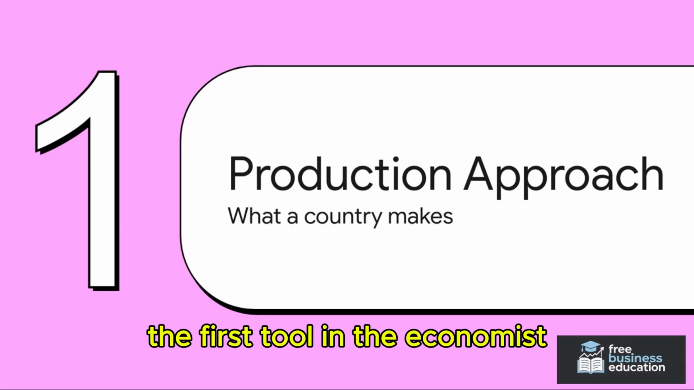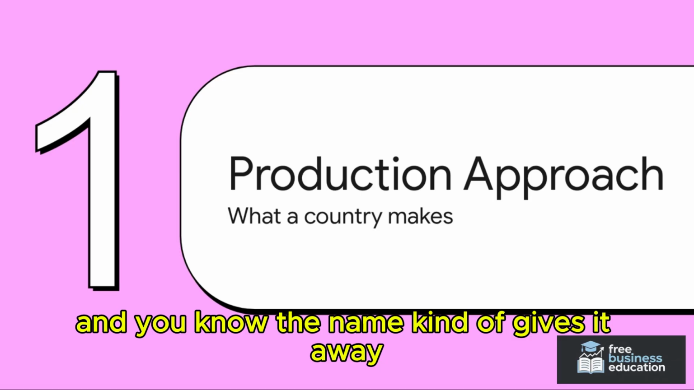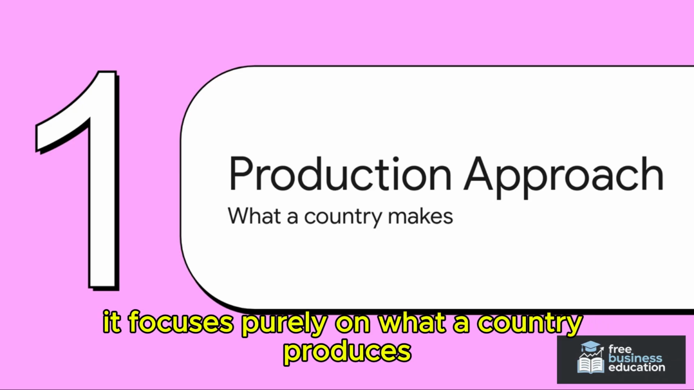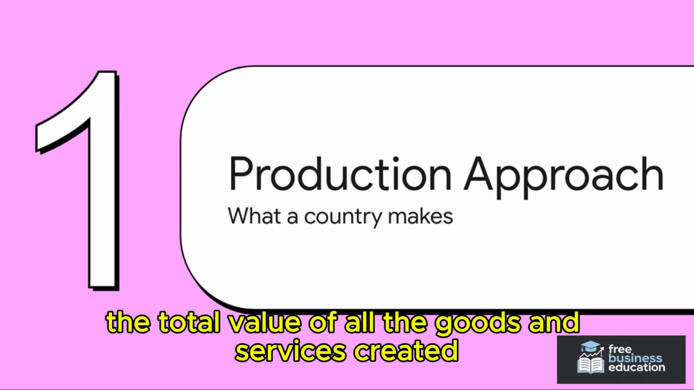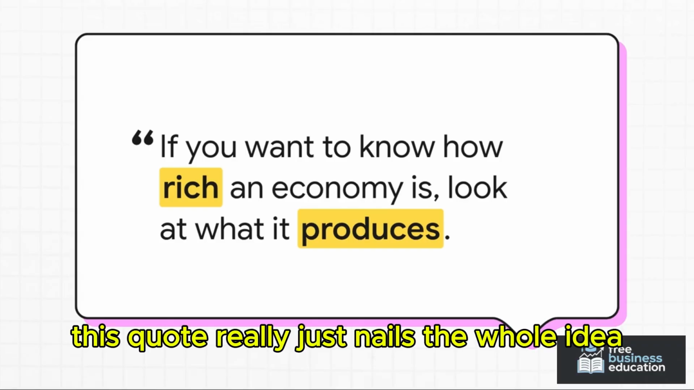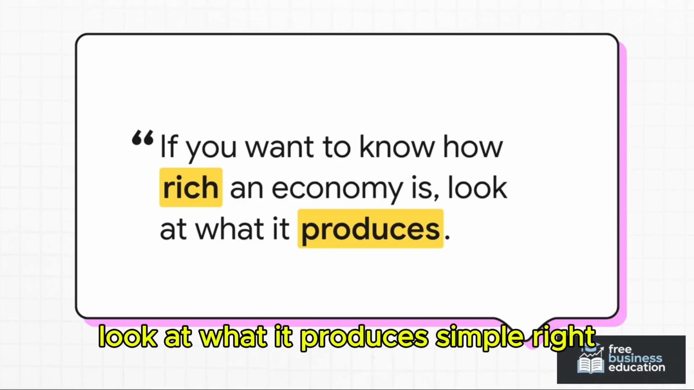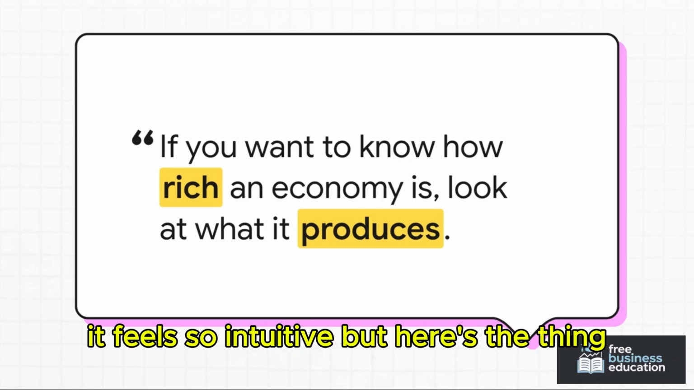Okay, so the first tool in the economist toolkit is the production approach. And the name kind of gives it away. It focuses purely on what a country produces, the total value of all the goods and services created inside its borders, usually over the course of a year. This quote really just nails the whole idea. If you want to know how rich an economy is, look at what it produces. Simple, right? It feels so intuitive.